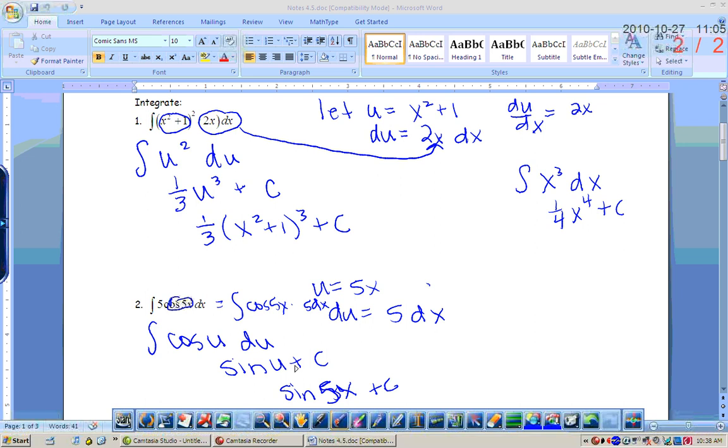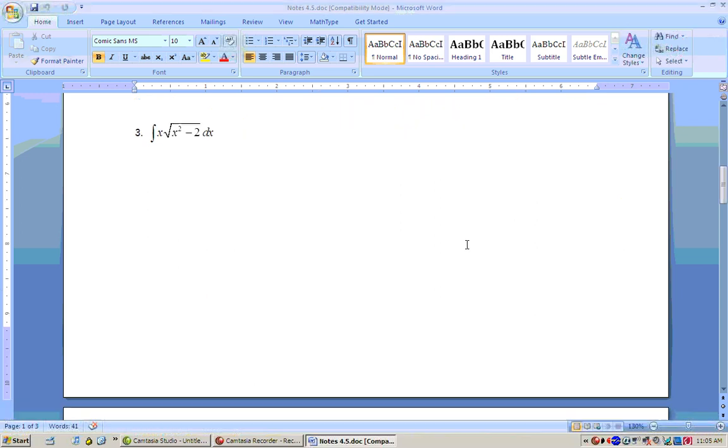The derivative of sine 5x would be cosine 5x times 5, which is what we originally started with. Okay. Let's look at number 3.